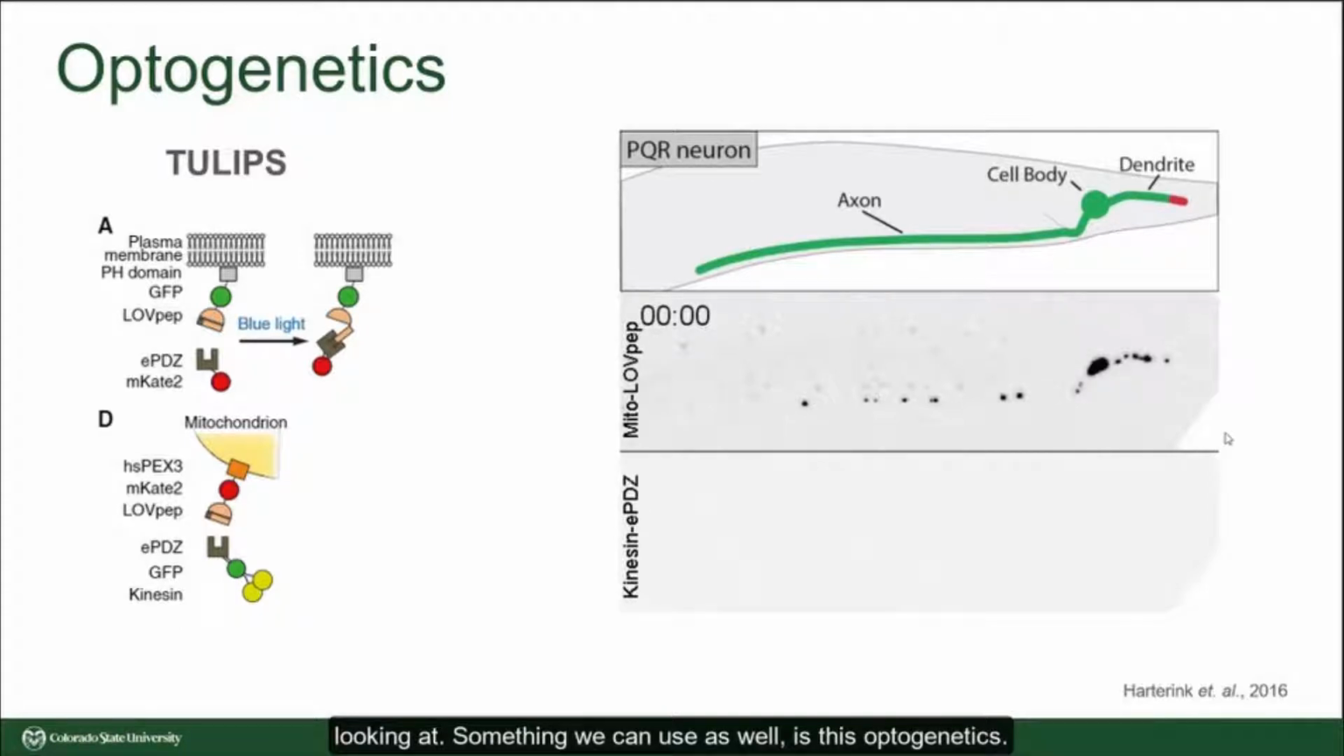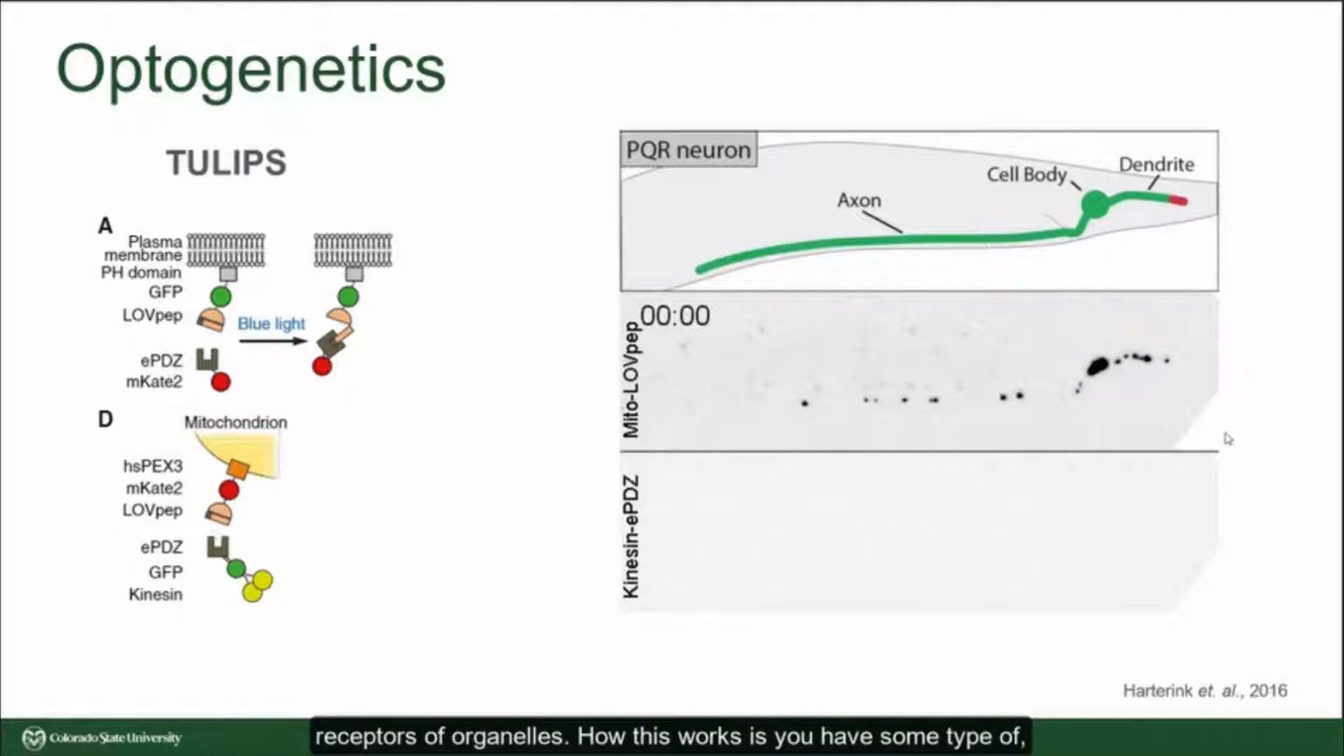Something a little bit sexier that we can use as well is optogenetics. I decided to look at the TULIP system here, but you can use optogenetics for a vast range of different types of assays in C. elegans. The TULIPs one is relatively new in C. elegans. TULIP stands for tunable light-inducible protein sequence. Essentially, you can artificially recruit proteins together. But in the way we want to utilize it in the lab, you can use it to artificially induce transport of proteins, of receptors, of organelles.